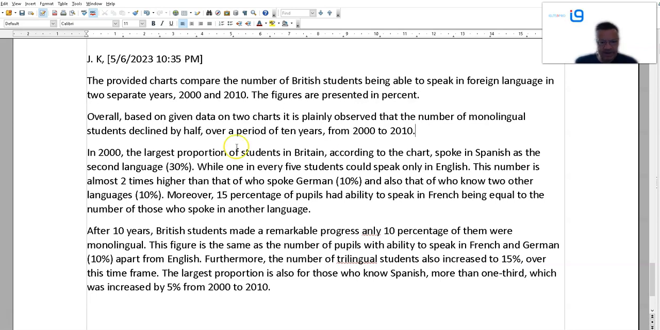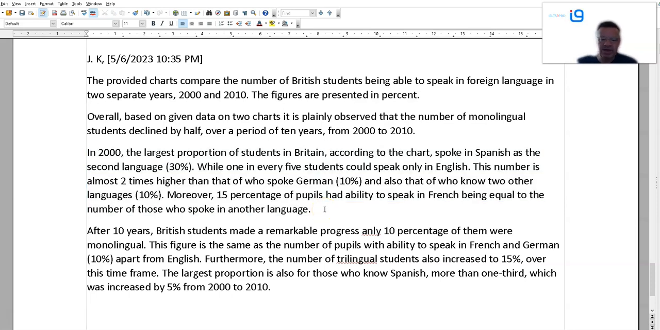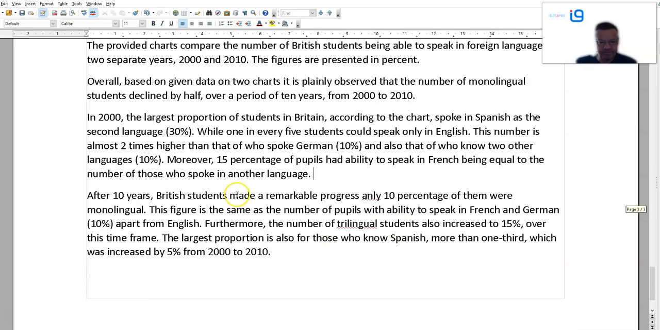Okay, so you've got the biggest. Then you've got English. Then 2 and Spanish. So, right, it seems that all that you've done here is simply describe every single thing, detail, figure in chart number 1, but not making direct comparisons. Made remarkable progress. Only pupils with the ability, apart from English.